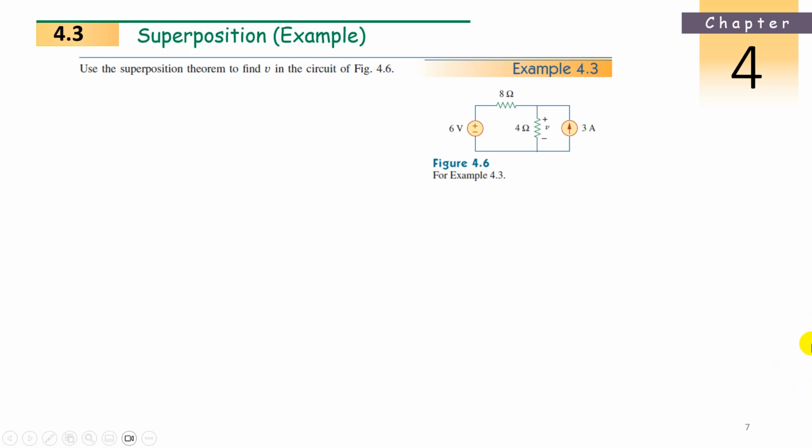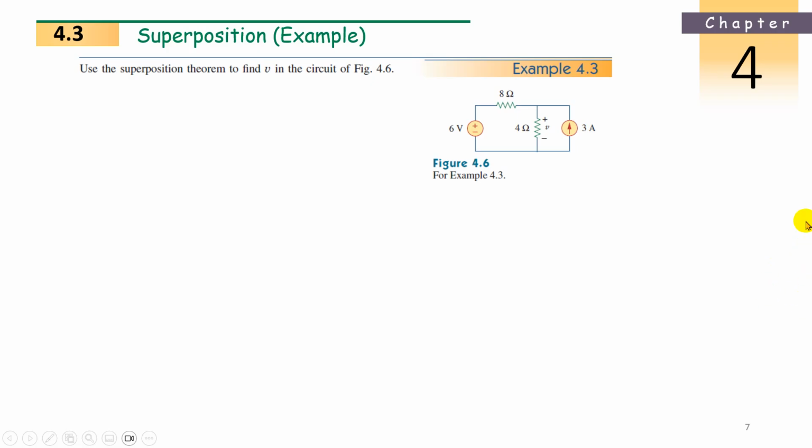Because the mesh depends on the loops. Opposite: node analysis always has current sources, and mesh analysis always has voltage sources. We solve all the problems with current sources using node analysis, and mesh analysis always has voltage sources.